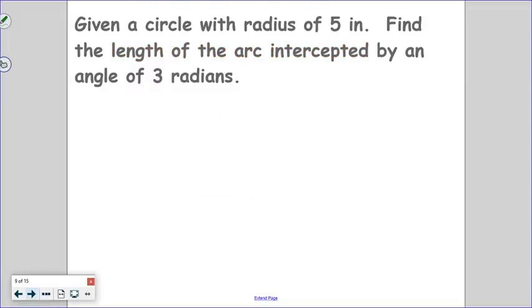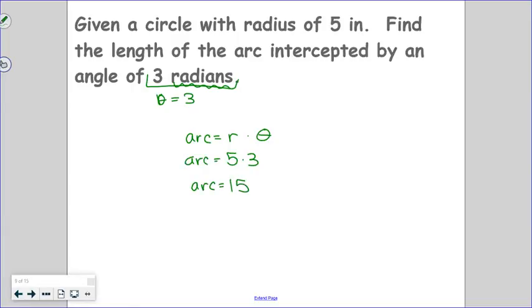Okay, on this one, given a circle with a radius of 5, find the length of the units we need it to be in. So I just fill those numbers in. 5 times 3. I put this very simple example up here because it bothers people that it's just 3 radians, but it is. 5 times 3 is 15. Any questions?